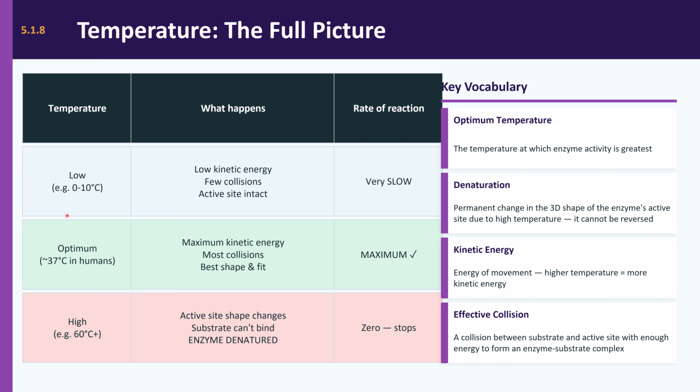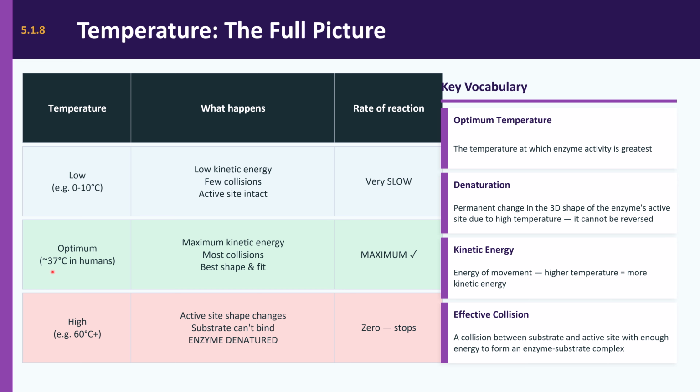So at low temperature, such as 0 to 10 degrees centigrade, the kinetic energy is low. Molecules are moving as if in slow motion. Because of this, we see very few collisions between the enzyme and the substrate. Even though the active site is perfectly intact and ready to work, the rate of reaction is very slow, simply because the players aren't meeting often enough.